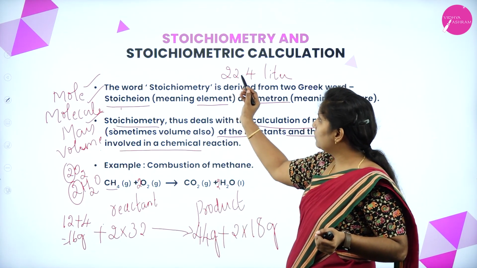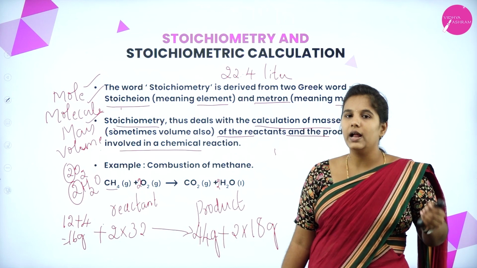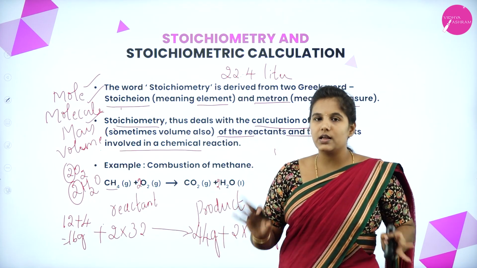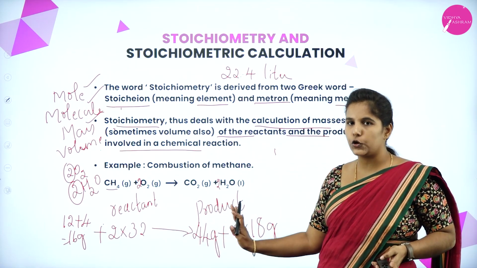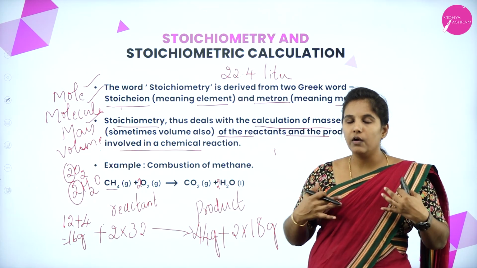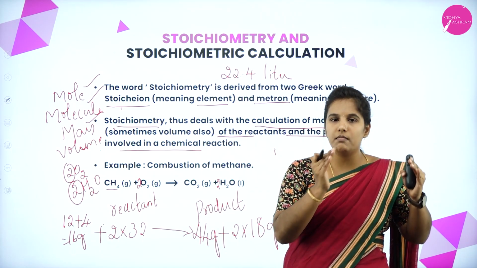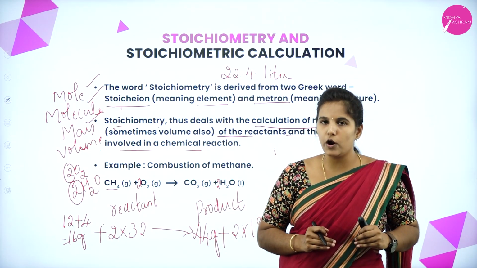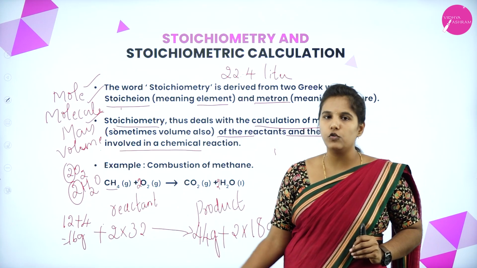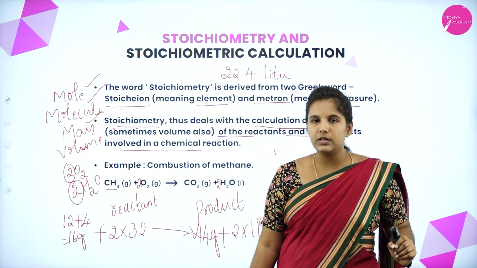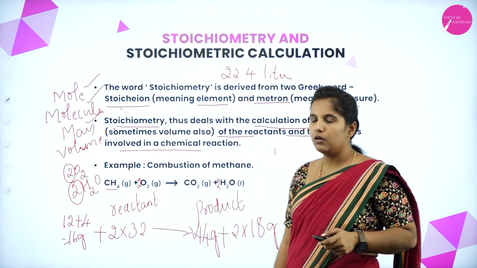This is how, by using the volume, by using the gram in terms of mass, and also in terms of mole and also with the molecule, we can express the reaction in 4 different ways. Okay, this is all about stoichiometry. Remember, in stoichiometry, we are going to calculate the mass of the reactant and the mass of the product that are involved in a chemical reaction, and we can express it in 4 different ways: mass, mole, molecule, and volume.